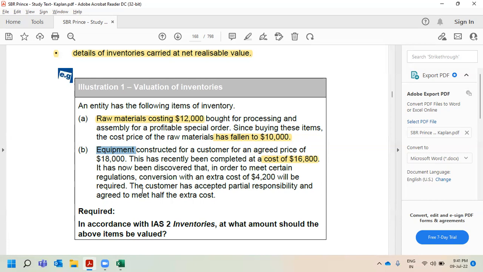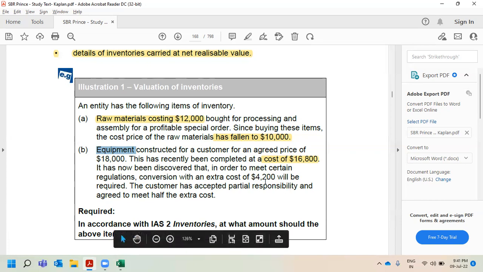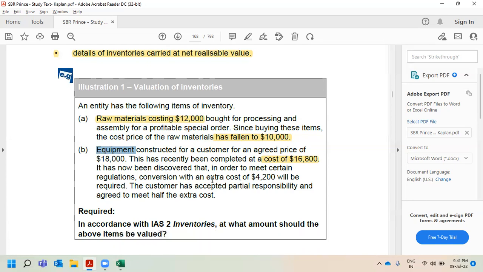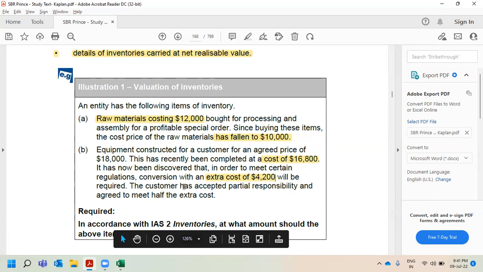The regulator now requires certain more conditions to be fulfilled in order to manufacture this equipment, and to meet this condition we have incurred an extra cost of 4,200. But the customer has accepted the partial responsibility and agreed to meet half of the extra cost. So our cost is 16,800.